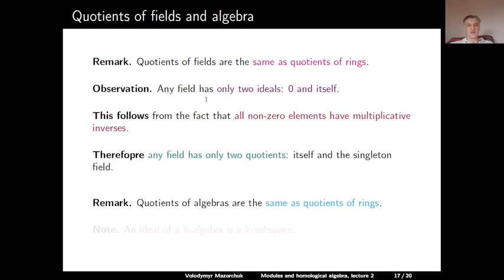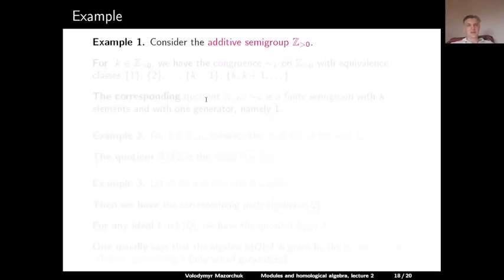In the case of algebras, quotients of algebras are the same thing as quotients of rings. And we only note that an ideal of a K-algebra is a K-subspace. This is the additional structure which is preserved. Let us now discuss some examples.